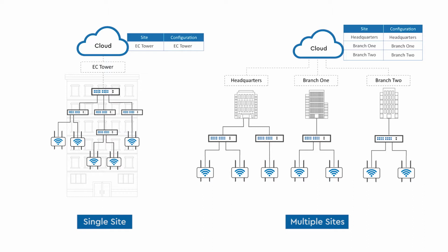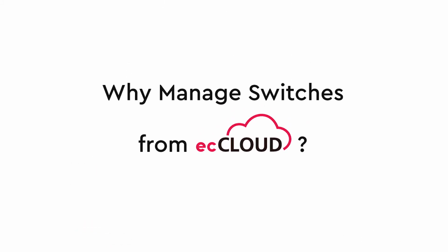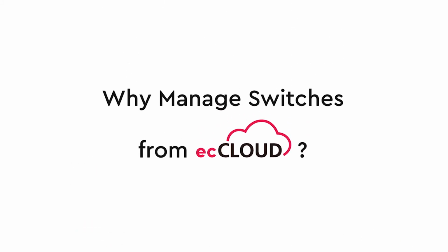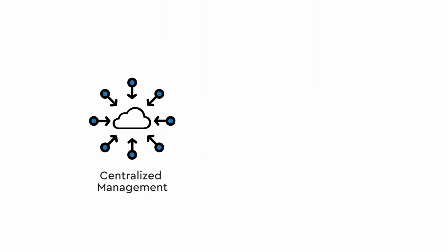And you might have all sorts of devices connected to your switches, such as access points, servers, printers, and computers. Now here comes the question. For managing your ecCore and IgniteNet switches, why do it over the cloud? The 2 most obvious benefits of using ecCLOUD to manage your ecCore and IgniteNet switches are centralized management and bulk configuration.